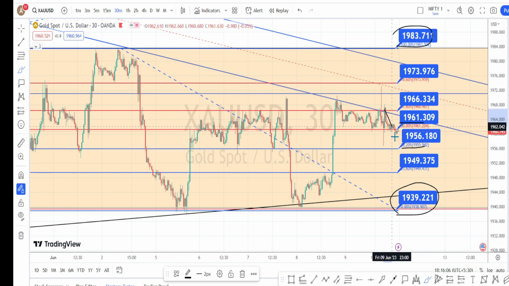If the price action continues its bearish side retracement, next level of support is going to be around 1949 and 1939. And on the bullish side, if the price action gives a breakout from this current resistance level of 1961 on the bullish side retracement, the next level of resistance is going to be around 1966, 1973 and 1983.